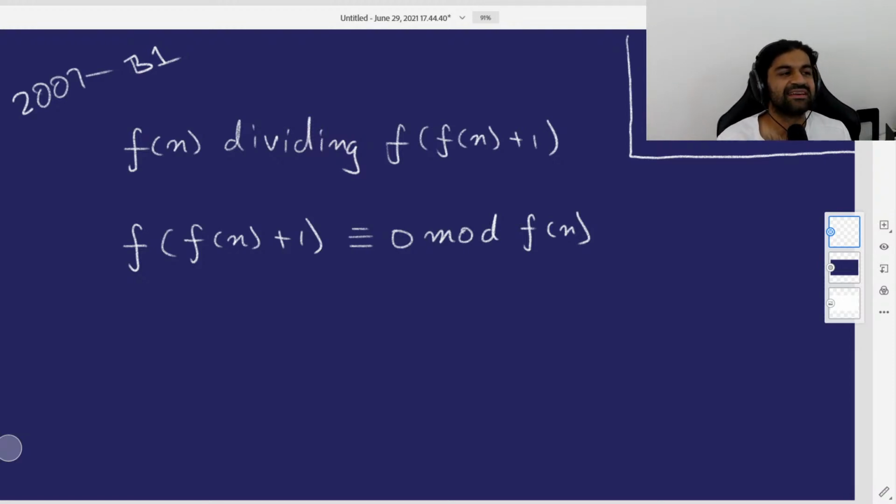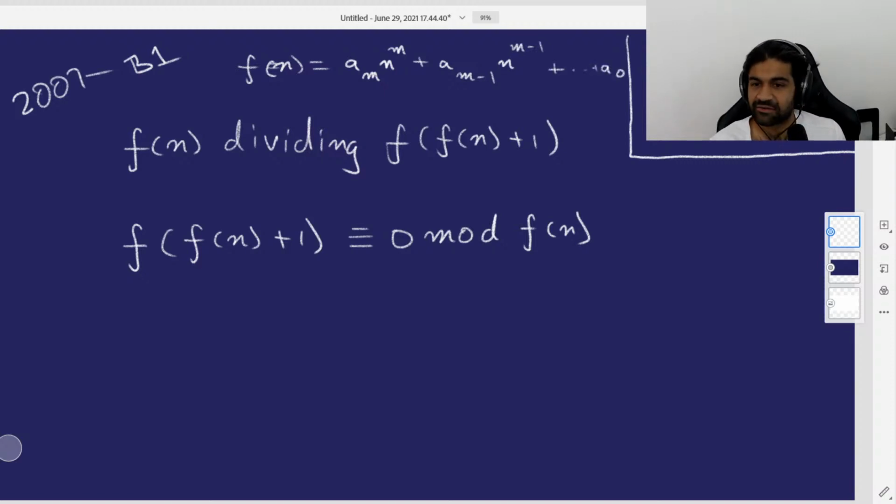Now, let's think about this. f is just some polynomial with integer coefficients. So I'm going to say in the corner here, let's say f of n is just a_m n to the m plus a_(m-1) n to the m minus 1 plus all the way down to a_0. So I'm just saying what the coefficients of f are. I'm declaring that I'm going to call the coefficients of f a_m through a_0. All right? Hopefully nothing crazy has happened just yet.